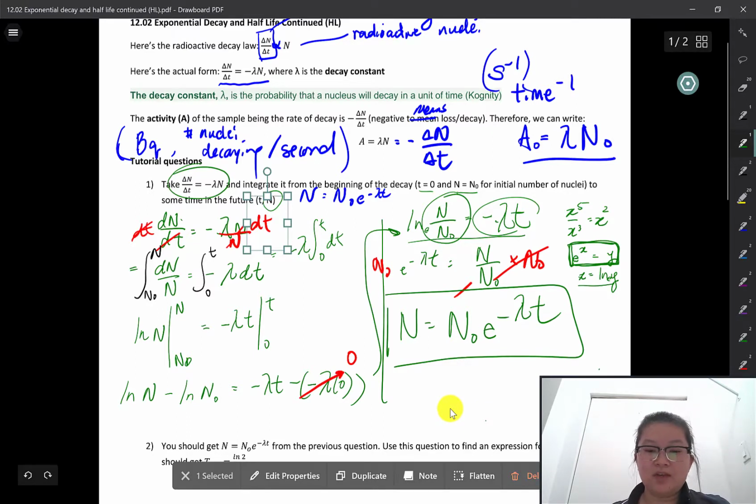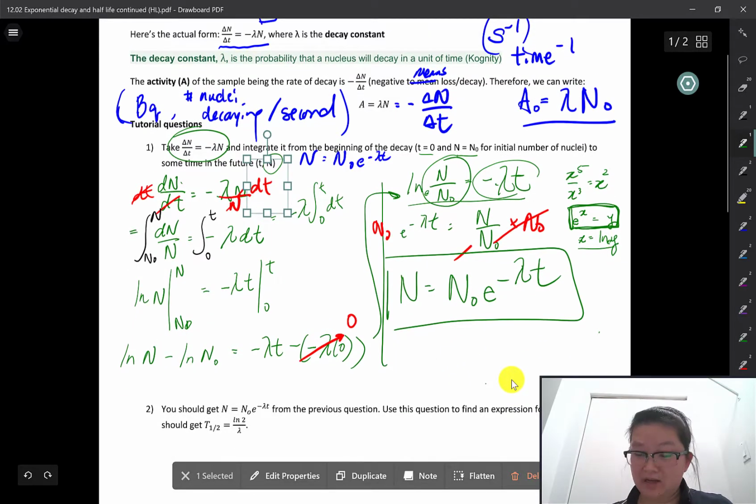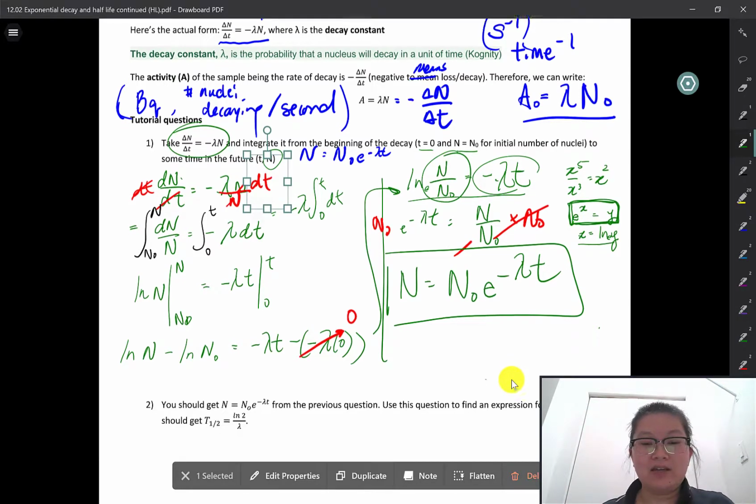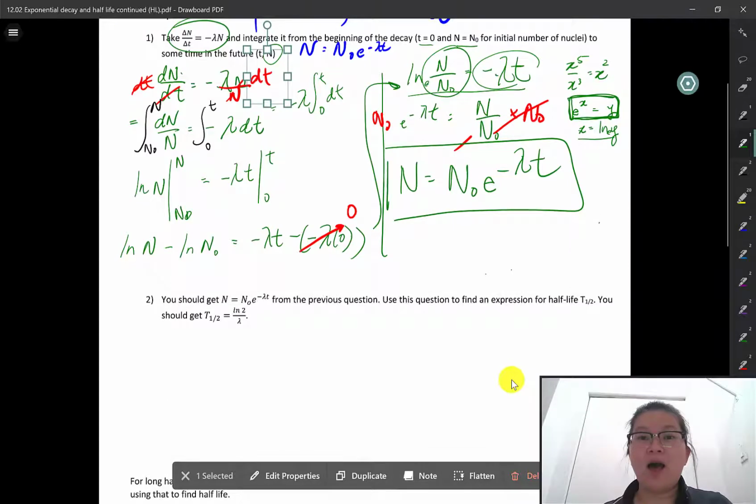So in the next few videos, we are going to use this equation to do our bidding. So this is the end of this video. Please stay tuned for the later half of this tutorial as well as more examples.